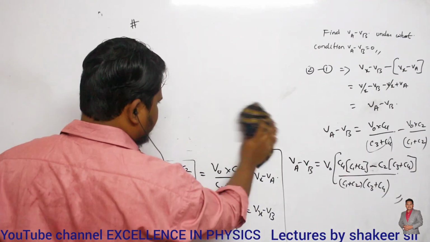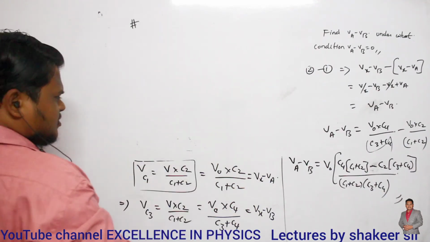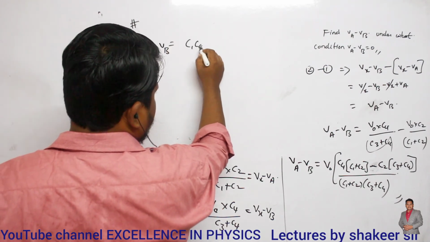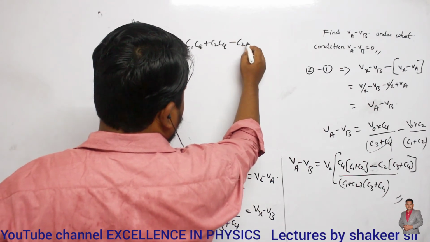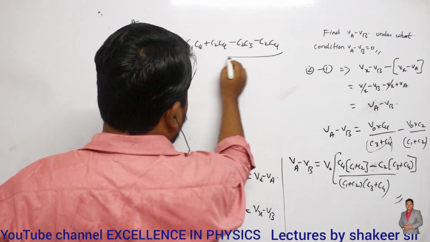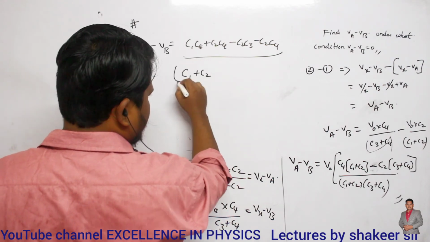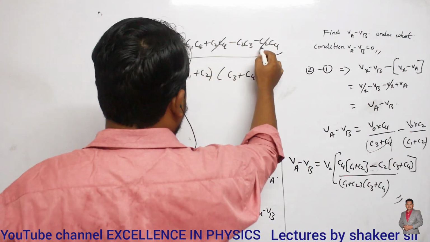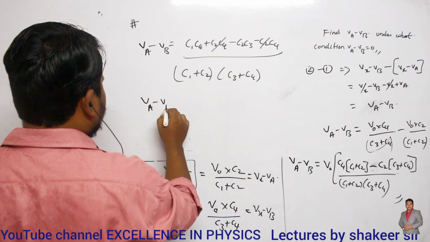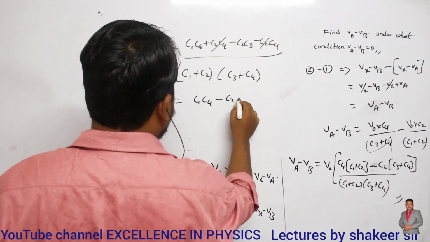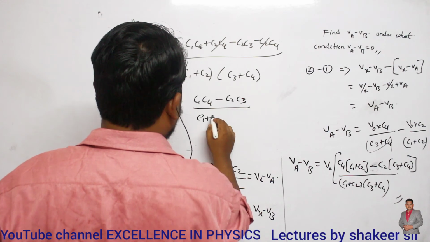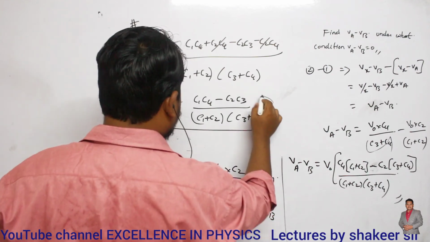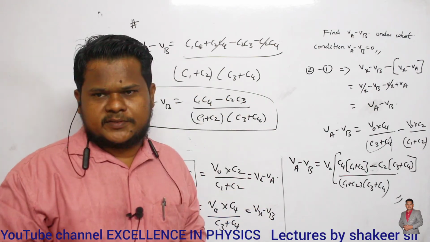Now let us further simplify this one. If I further simplify, I will get VA minus VB equal to C1 C4 plus C2 C4 minus C2 C3 minus C2 C4, divided by C1 plus C2 into C3 plus C4. Clear? What terms will get cancelled? This one and this one will be cancelled. So VA minus VB is equal to C1 C4 minus C2 C3 divided by C1 plus C2 into C3 plus C4. This is the potential difference between points A and B. This is our answer.